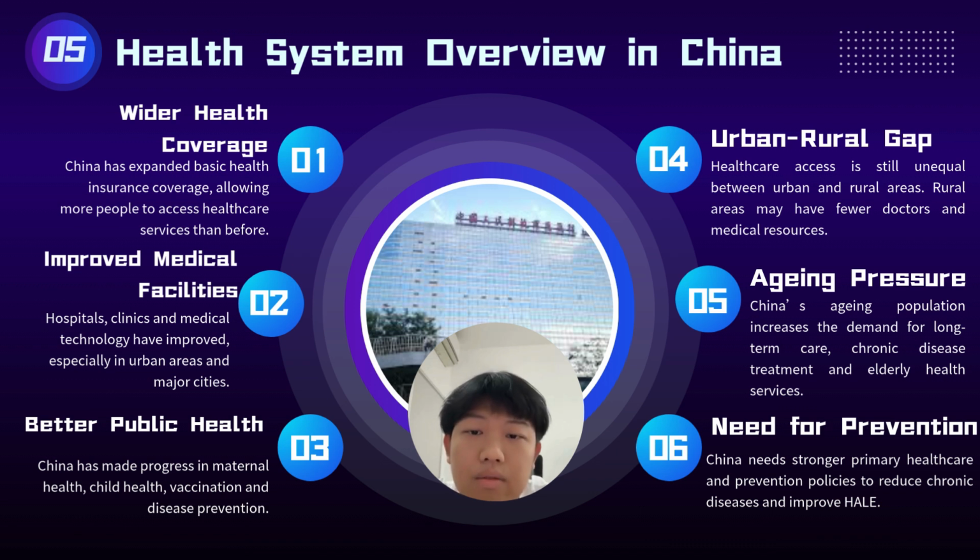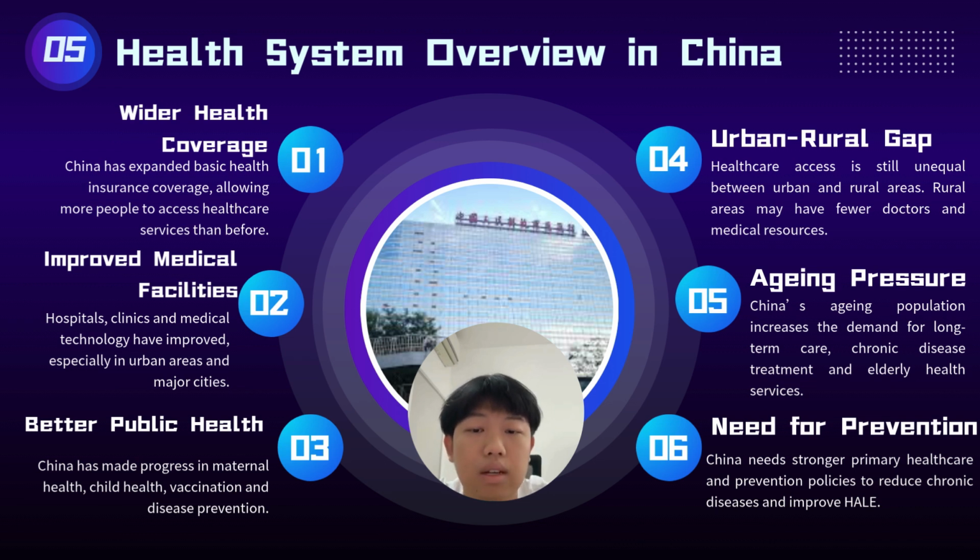And in this slide, it gives an overview of China's health system. China has made strong progress in healthcare coverage. Basic health insurance has expanded, so more people can access healthcare services than before. China has also improved its medical facilities. Hospitals, clinics, and medical technologies have developed, especially in urban areas and major cities. In public health, China has made progress in maternal health, child health, vaccination, and disease prevention.